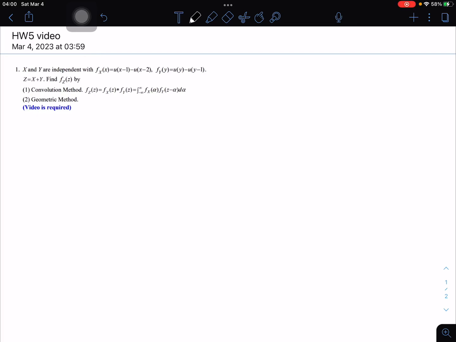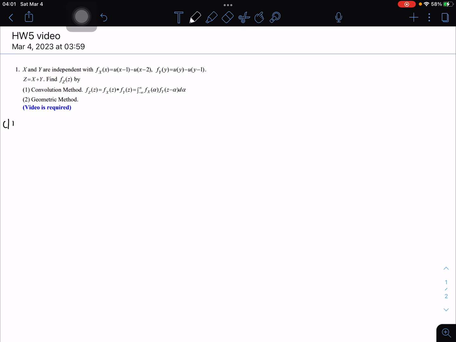Okay, let's get started. First, let's look at question 1. X and Y are independent, with f_X(x) = u(x-1) - u(x-2) and f_Y(y) = u(y) - u(y-1). Z equals X plus Y. Find f_Z(z) by two methods. The first method is the convolution method. The second method is the geometric method. First, let's look at the first method.